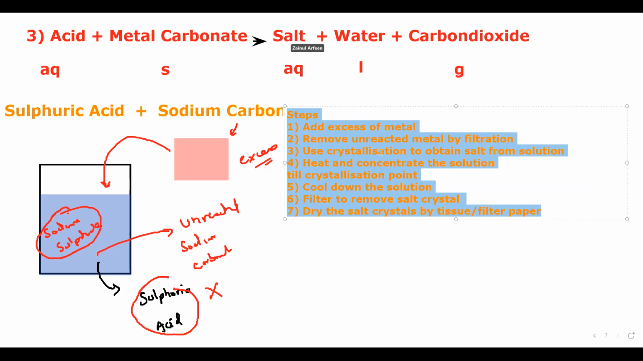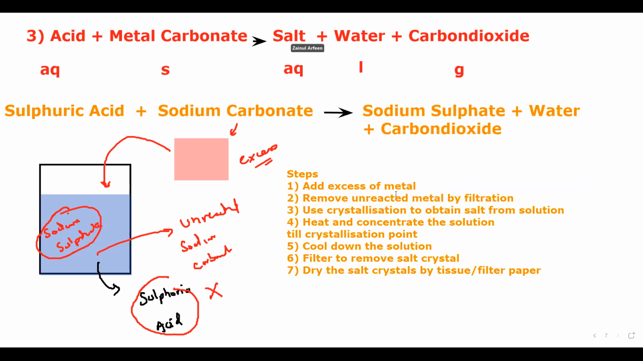Due to space, I just reduced the font size. So in this case, what we do is add excess metal carbonate, like too much metal carbonate. Then we'll remove the unreacted metal carbonate by filtration. Then we'll use crystallization until we obtain the crystals. So same points, as you can see, in the three methods which we have discussed till now: acid reacting with metal, metal oxide, or metal carbonate. We use excess of the solid, until all of the acid is used up, and we'll have a salt solution and the unreacted solid.